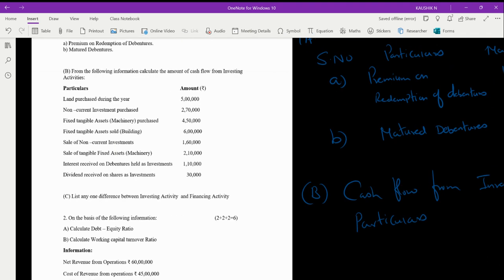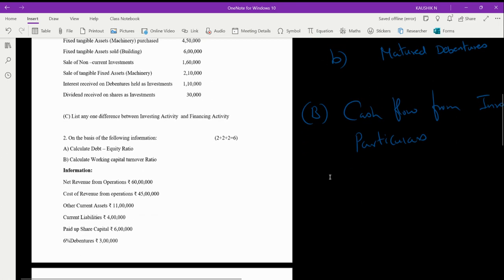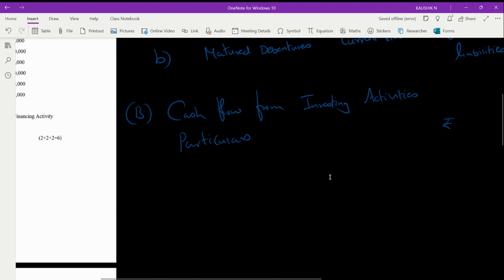Now first one, you have bought land, land purchased during the year. So will it be an inflow of cash or outflow of cash? Land purchased during the year. Inflow, outflow.